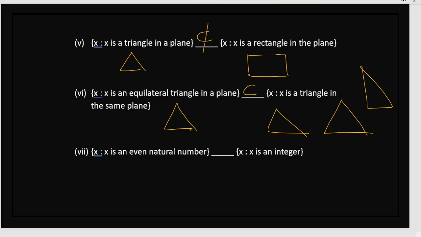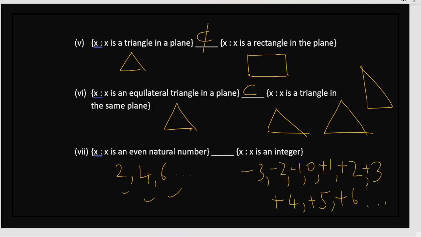x is such that x is an even natural number. What is an even natural number? Right? x is an integer, and it goes on. So 2, 4, 6 are definitely belonging to the second set also. So this first set is a subset of the second set.